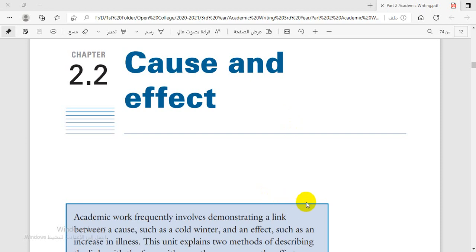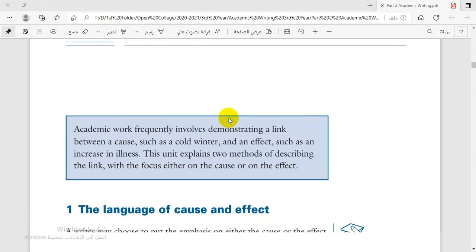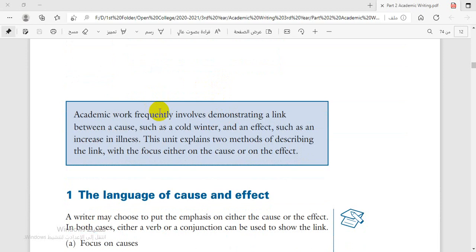Dear students of the third year, College of Open Education in Najaf, welcome to our lecture today, in which we are going to discuss cause and effect. Okay, first of all, let's read what is in that box.